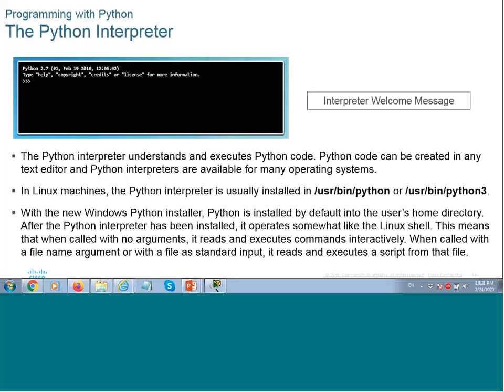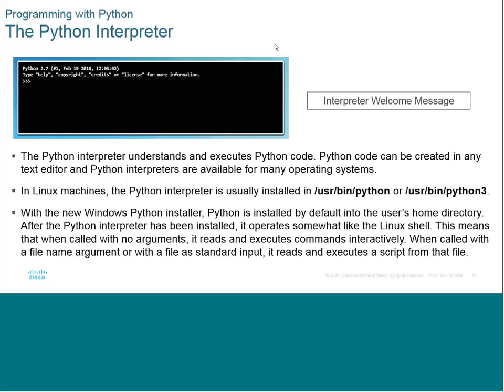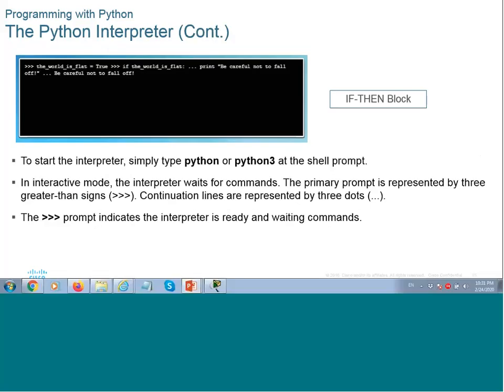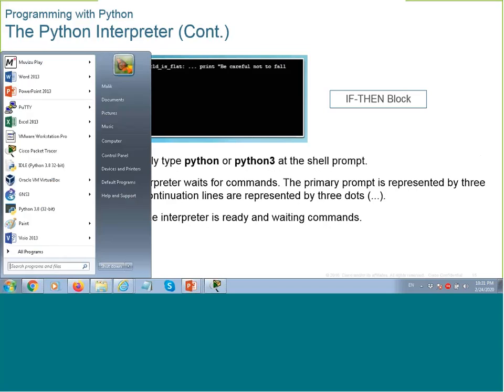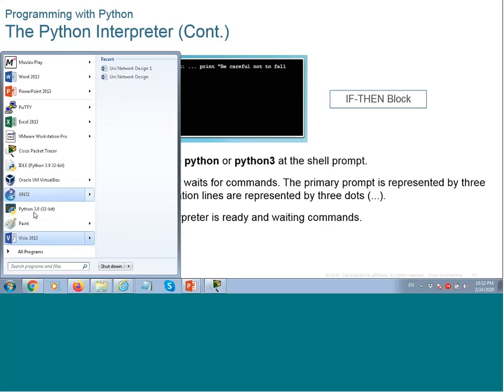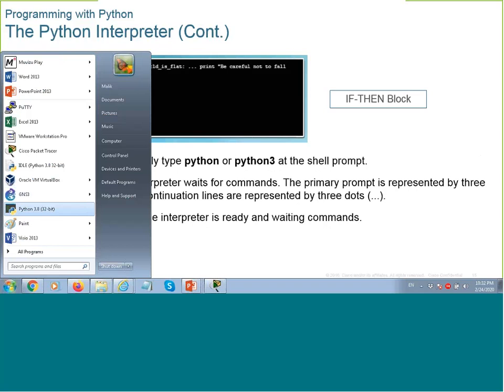Start the Python interpreter. I have installed Python here. You can download Python. It's an open source language, and you can download it and install it. Here I have Python 3.8, and it looks like this shell. As I told you, the greater signs are here, and then, as I told you, it's very easy.